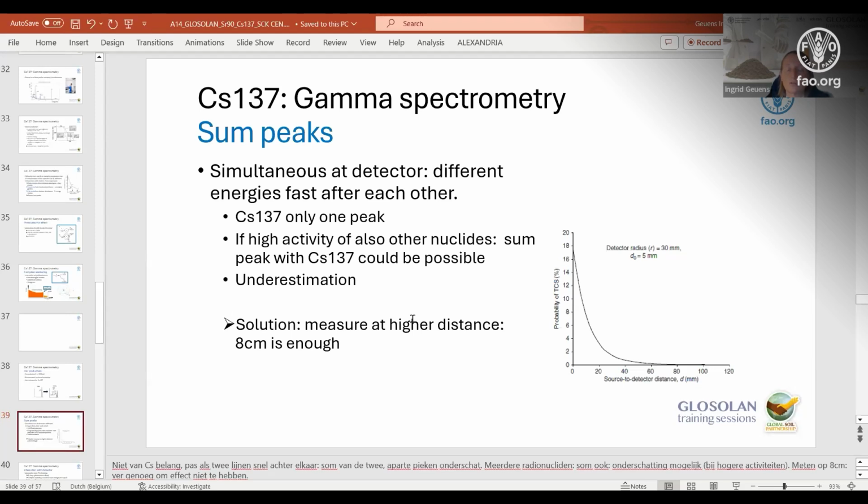So most of the time, if we are measuring high active samples, we will always measure at a distance of 8 centimeters. 8 centimeters is enough to have very low coincidence of sum peaks. And then, let's say, you don't have special peaks in your spectrum. But if you see them, then take some distance, and most of the time they will be gone, and then you have proof that it's a sum peak.